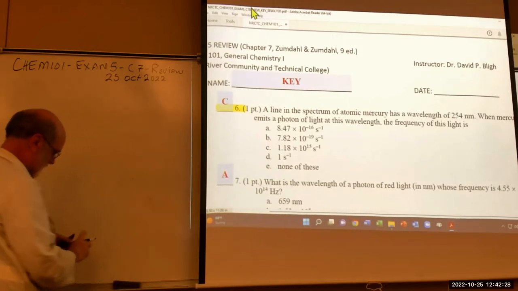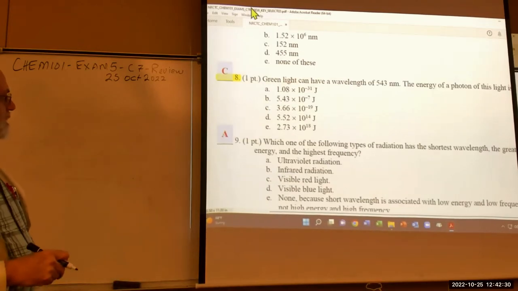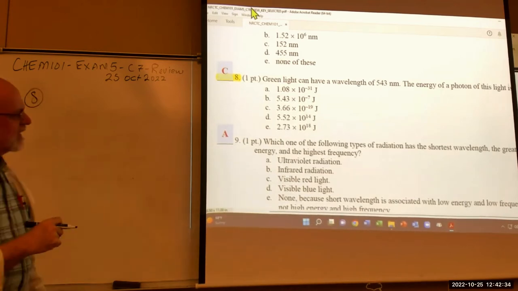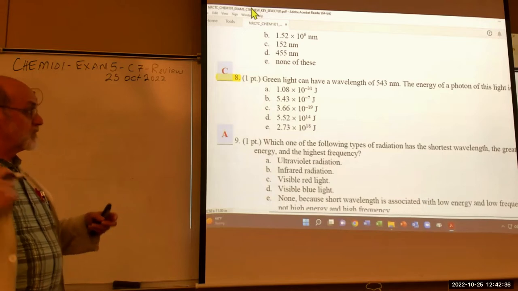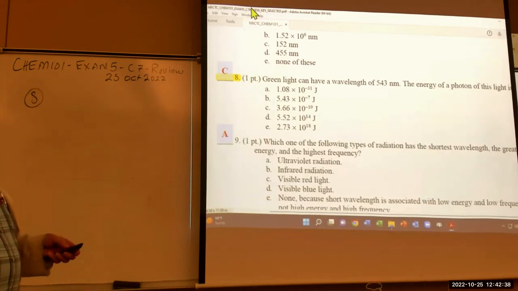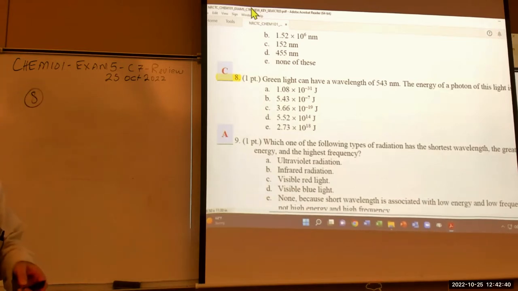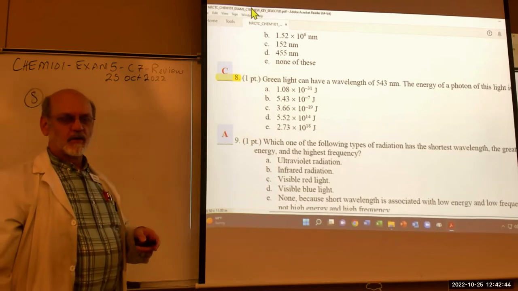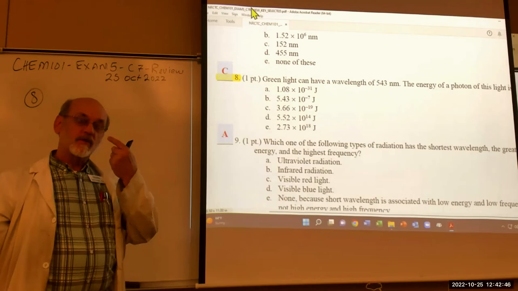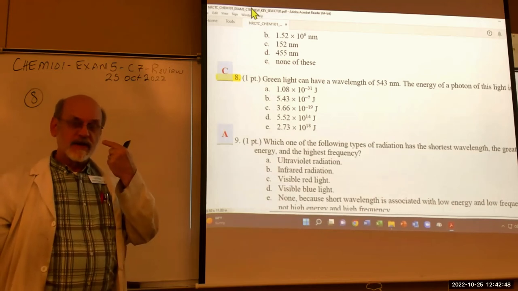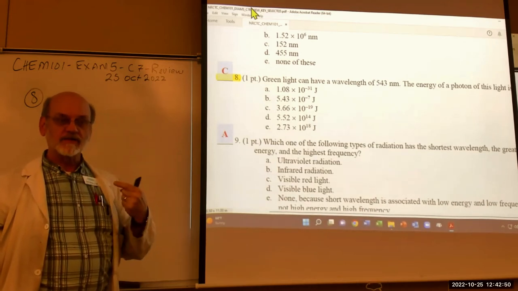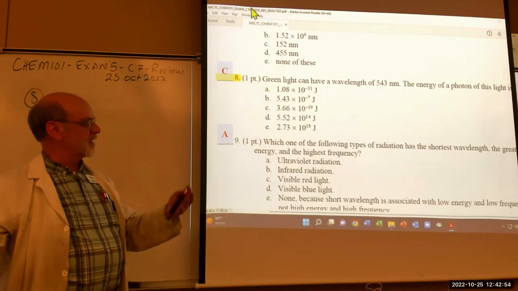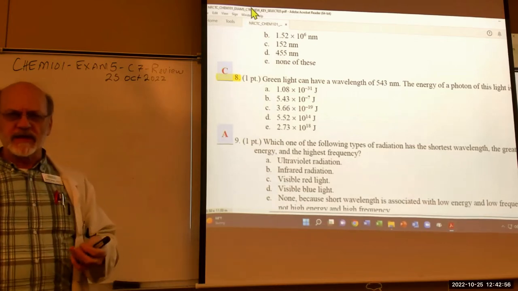All right, that was 6, 8. Green light can have a wavelength of 543 nanometers. Why do they say can have a wavelength of 543 nanometers? What is green? Green is what our brain interprets as light entering our eyes. When we see green, our brain interprets it as green. It doesn't say that green must be 543 nanometers.